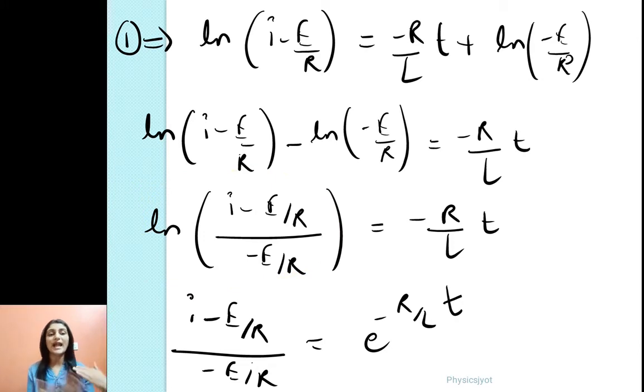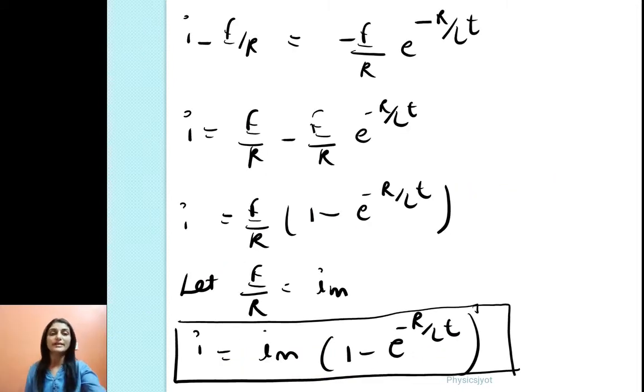Then taking the anti-log of both sides. The anti-log of log gives just this term, I minus E upon R upon minus E upon R, and the anti-log of this term will be e raised to minus R upon L into t. So I am getting this. Then I cross multiply this minus E upon R to this side. So I get I minus E upon R equals minus E upon R, e raised to minus R upon L into t. I shifted this term over here.